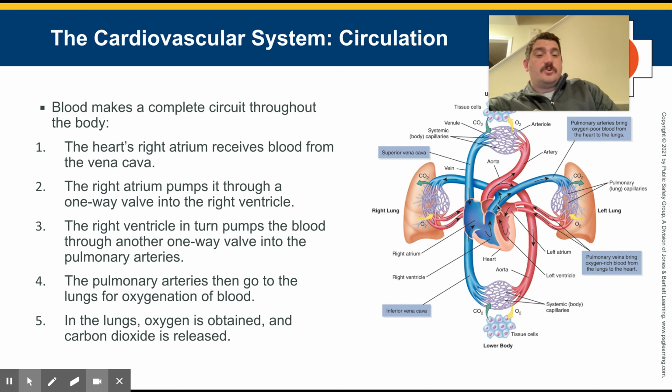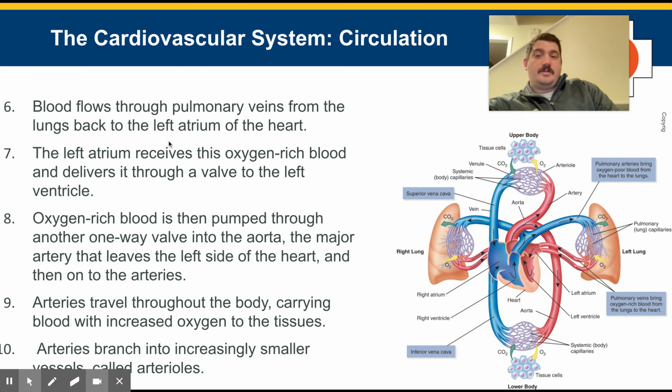Pulmonary means lungs, so it's going towards the lungs. Once blood gets to the lungs, through these little capillaries, it obtains oxygen and lets go of carbon dioxide. It's then going to return to the heart through the pulmonary vein.